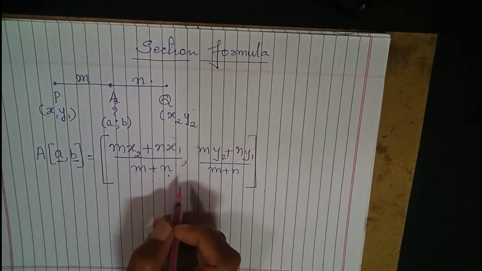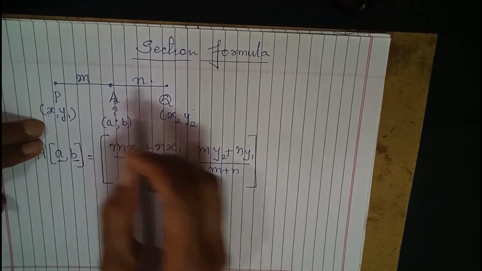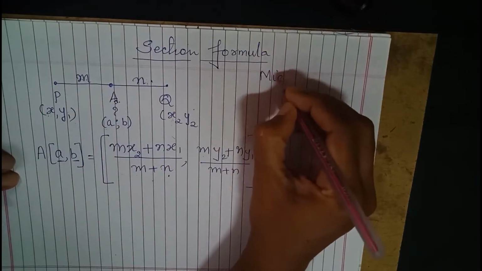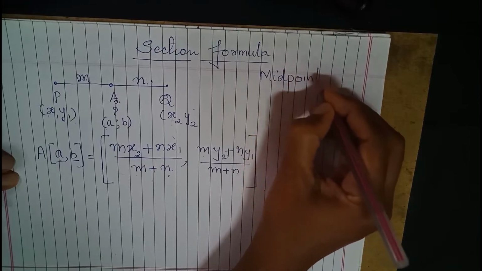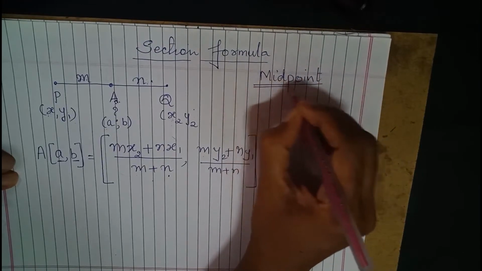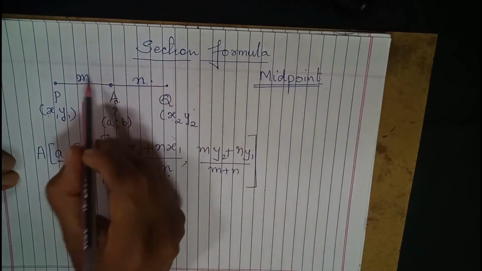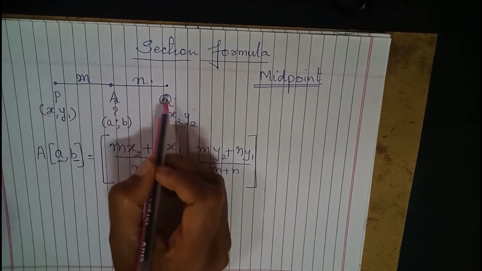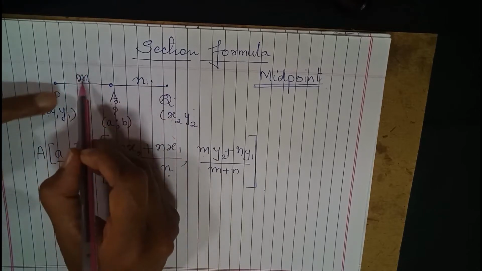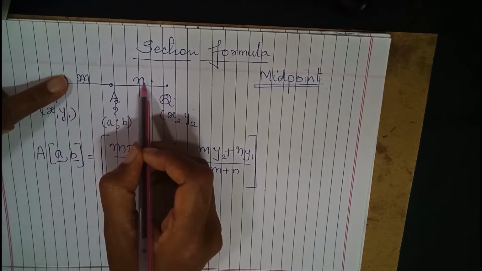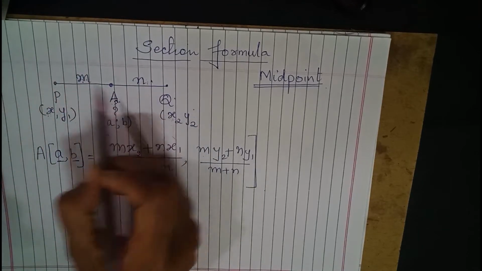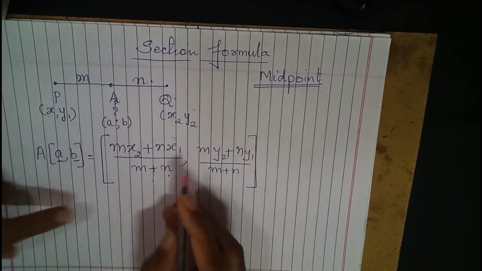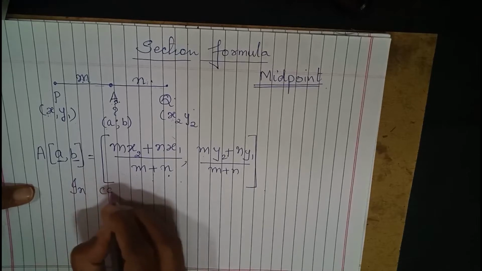Now using this formula, we can even find out the coordinates of a midpoint, or in other words, the midpoint formula. Now, what does the name midpoint suggest? Midpoint means the exact center. That is, this point A is dividing PQ in the same ratio, that is 1:1. So m becomes 1 and n also becomes 1. Because A is the midpoint, this ratio is equal.